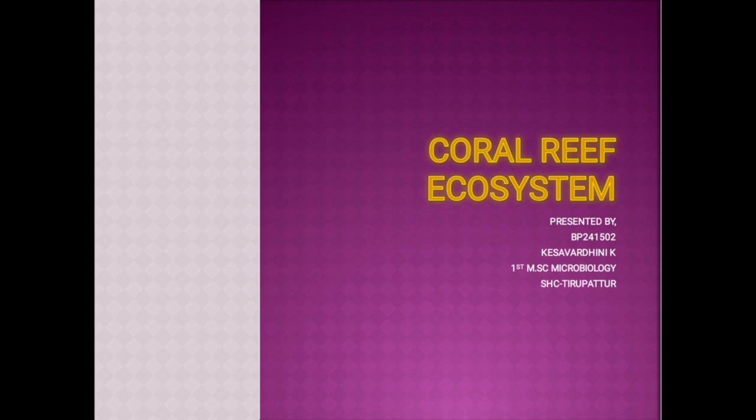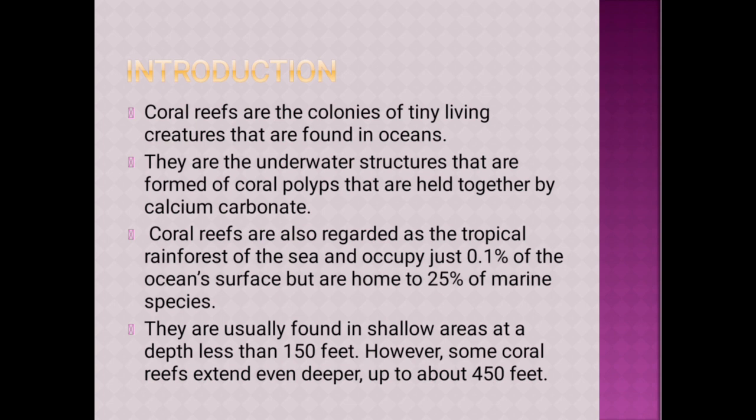Now I am presenting about the coral reef ecosystem. Introduction. It is an underwater ecosystem characterized by reef-building corals. This indicates a diverse collection of species that interact with each other and the physical environment. Coral reefs are colonies of tiny living creatures that are found in oceans. They are underwater structures formed by coral polyps that are held together to form calcium carbonate.